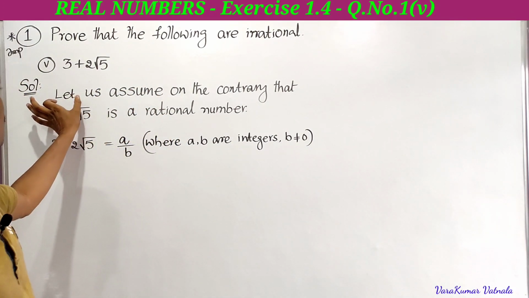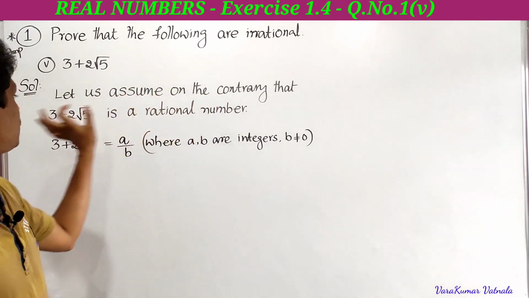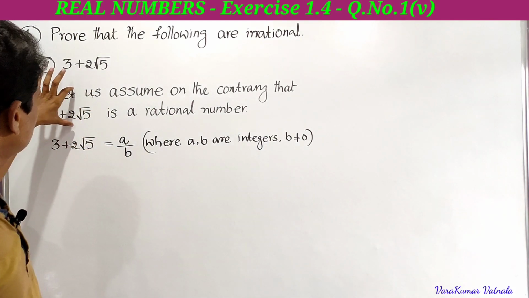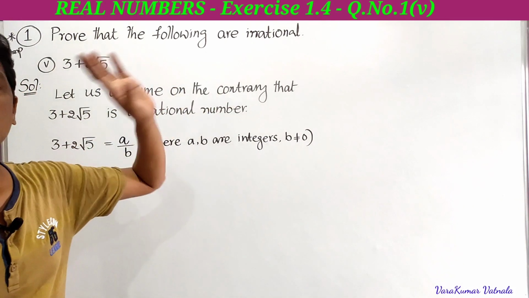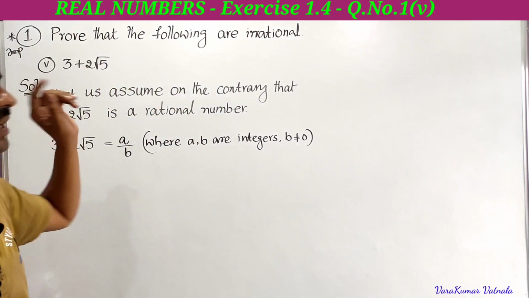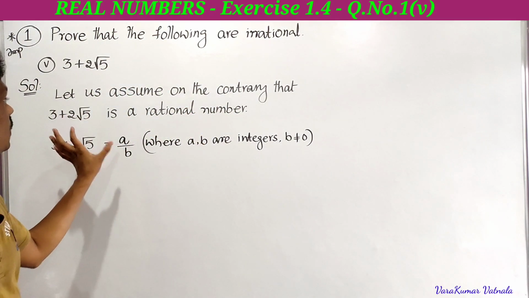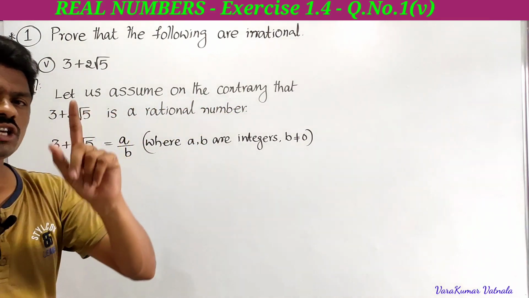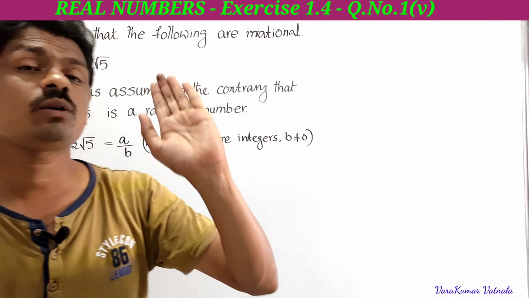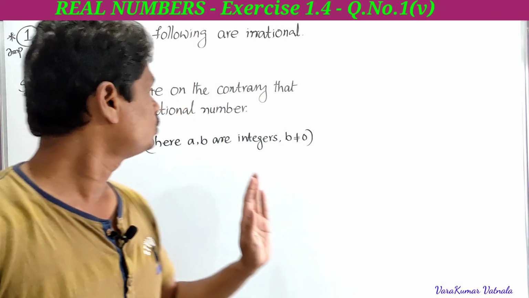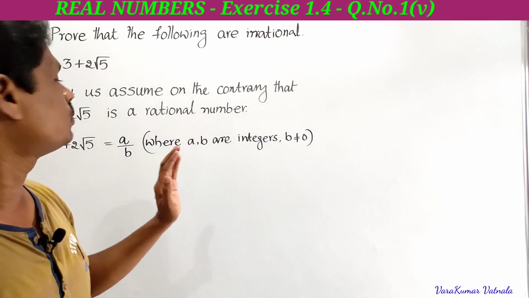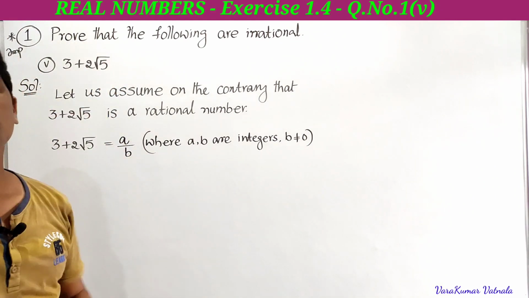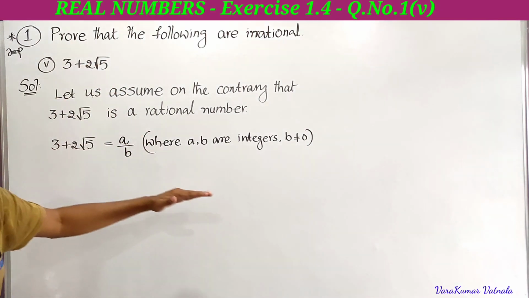Let us assume on the contrary that 3 plus 2 root 5 is a rational number. This same step we can write for all the problems for proof of irrational numbers. So you just have to remember the steps. Students, you have to remember that every step has some marks. You don't think that you get marks only if you do it completely. If you stop here, you can get at least 1 mark. So you have to follow the steps.